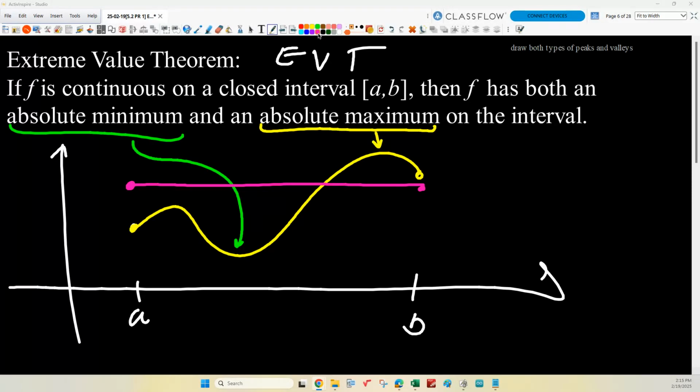a pretty boring function. But for every other function that's not super boring like that, there's always going to be a place that's the highest and a place that's the lowest. And it could be a tie. I might have multiple peaks that are at the same height. That's okay. It's a shared absolute maximum then. Okay?